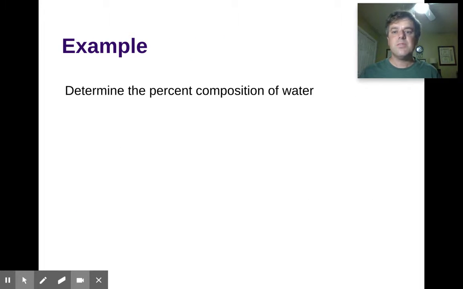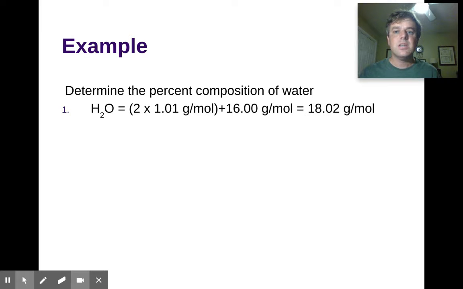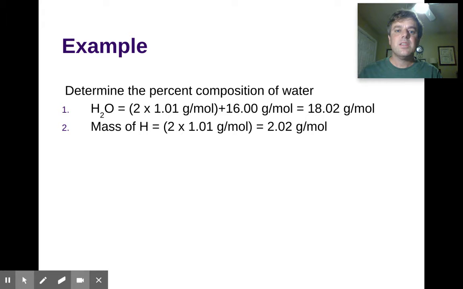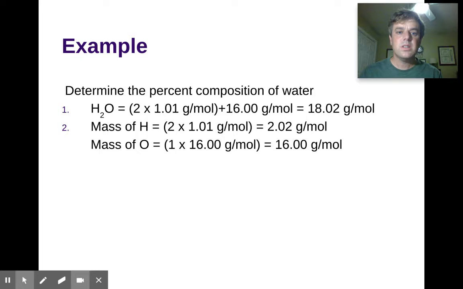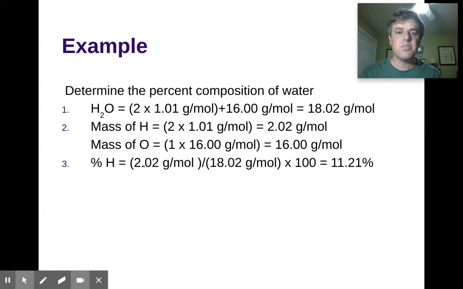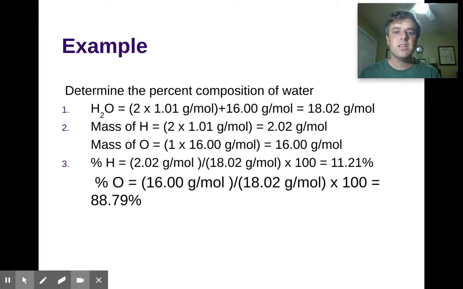So as an example, if we want to determine the percent composition of water, first we figure out that water has a molar mass of 18.02 grams per mole. Then there's two hydrogens that are each at 1.01 grams per mole, so that's 2.02. The mass of oxygen is 16. So then the percent hydrogen, we take the mass of hydrogen in water divided by the total mass of water times 100. It's 11.21%. Oxygen comes out to be 88.79%. And hopefully when you add those percents up, it equals 100%. And if you've done it right, it will.